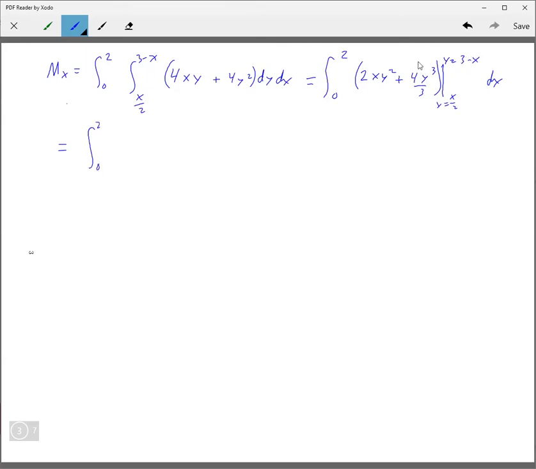Okay, so you plug the upper limit in here. And in here. And subtract and plug the lower limit in. So x over 2 plugged into here is going to give you x cubed over 2. Subtract and plug the lower limit in here. And that's going to give you x cubed over 6.